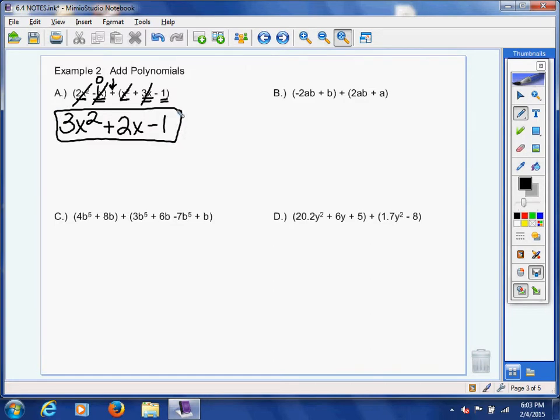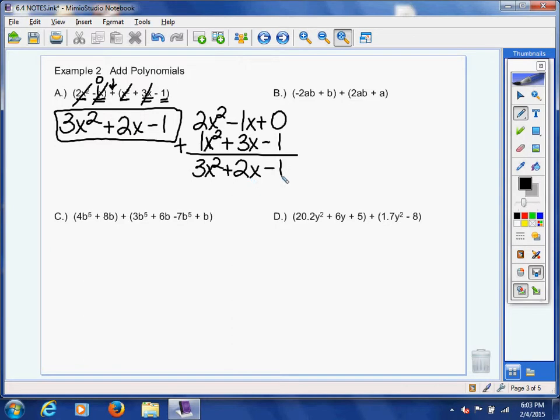Okay? So, another way you could do it, just to give you some ideas, is you could actually take each individual polynomial and stack them on top of each other. Put the like terms on top of each other and then add them up. So we've got 2x squared plus 1x squared is 3x squared. Negative 1 plus 3 is positive 2. 0 plus negative 1 is negative 1. And you still get the same answer. So you can either work it horizontally as we did initially, or you can do it vertically and stack them up and do it that way. I'll leave that up to you. I don't really care. Whatever makes sense to you is perfectly fine with me.